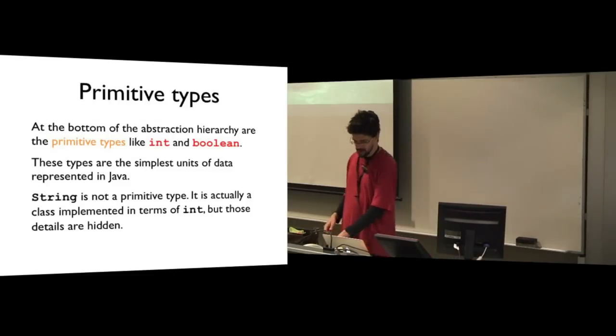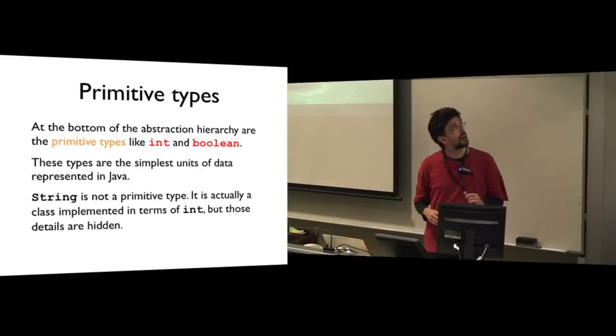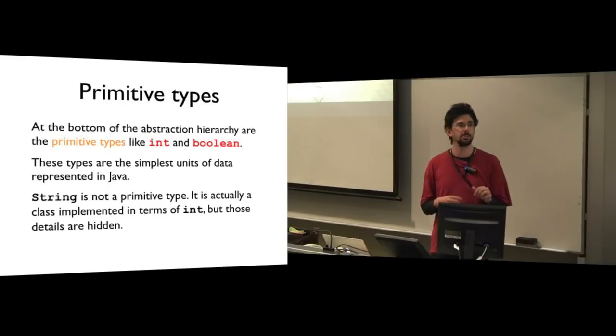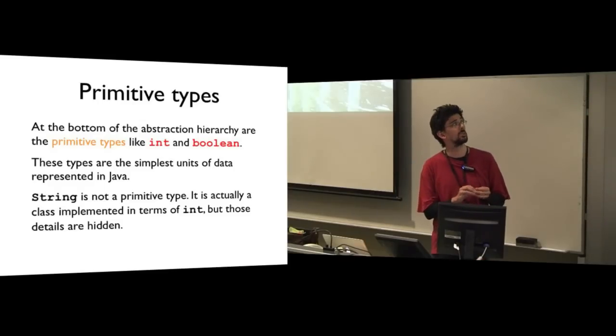At the bottom level of our hierarchy are what we call the primitive types. And these are the things you've already encountered. Int is a primitive type. Boolean is a primitive type. These are types that are basically, there's nothing inside them. They just are, like they're the atoms of our program. These are the fundamental units of what we're doing.